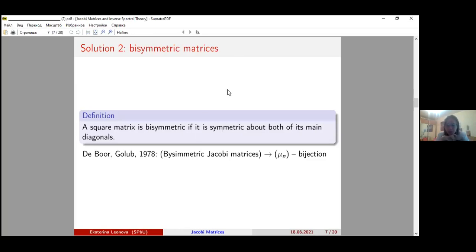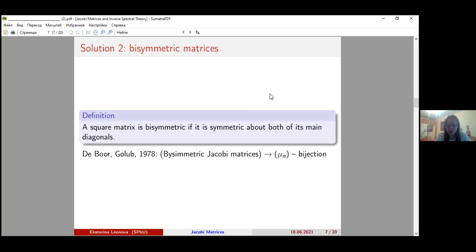What is the other solution? The other solution is to take a smaller amount of matrices. We can take only bisymmetric matrices. A square matrix is bisymmetric if it is symmetric about both its main diagonals. So we take the first half, and then the second half is the same, but going backwards.